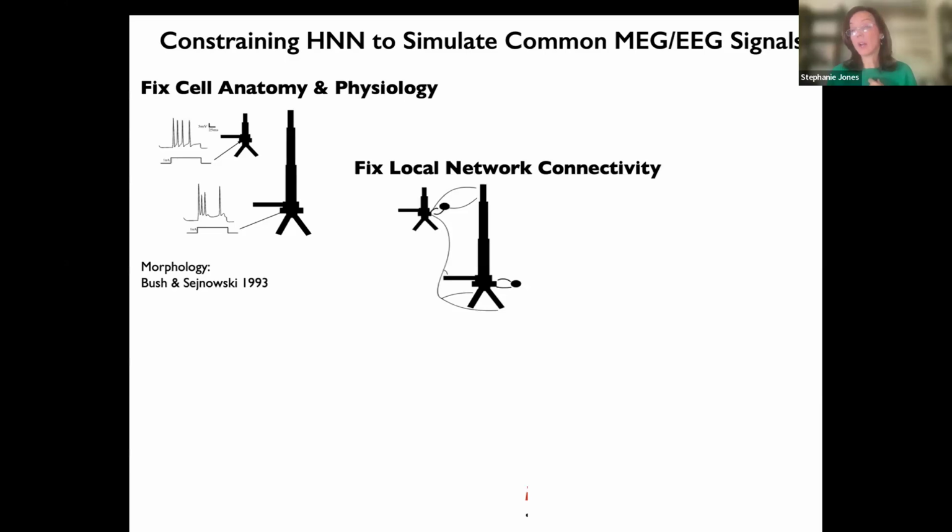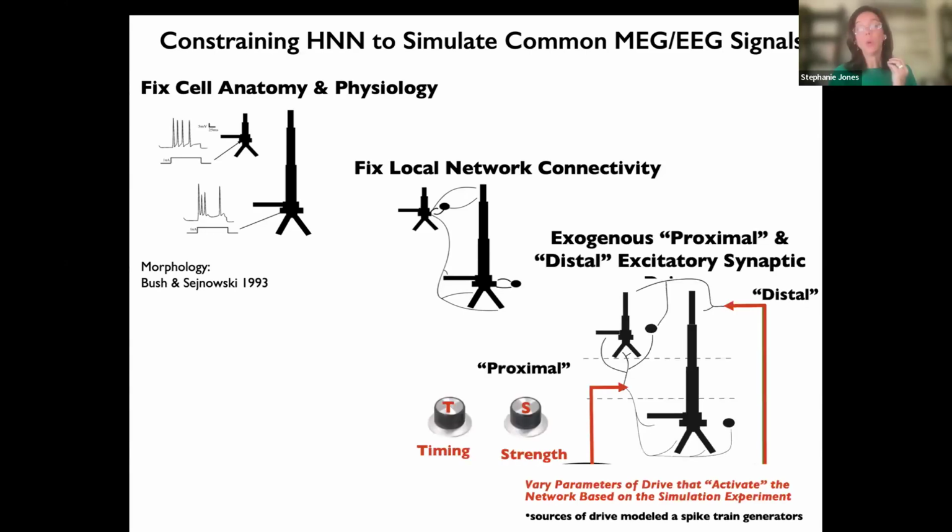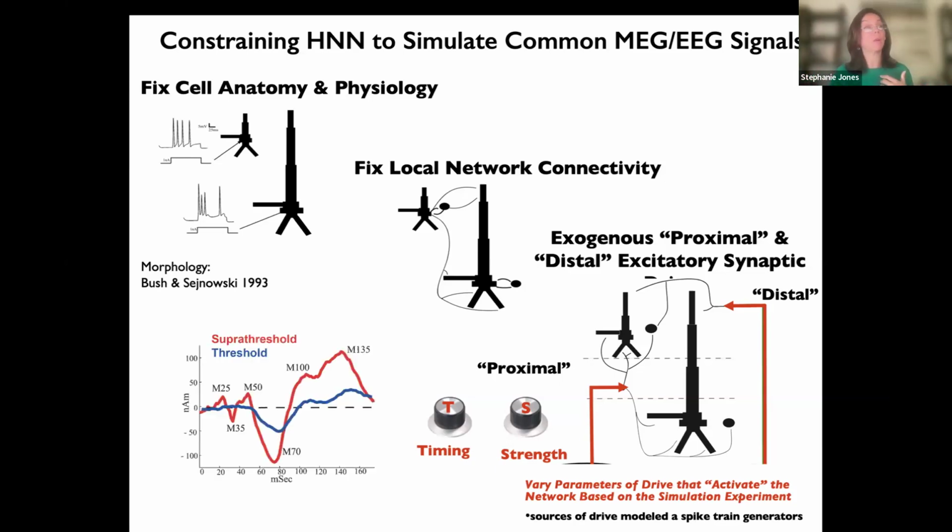Then we built in the local connectivity. How are these cells connected across the cortical layers? Again, there's a lot of information on this. The only thing that we started to do when playing around with how this signal was generated is we started to vary the timing and the strength of these exogenous inputs that we have control over that activate the local network.